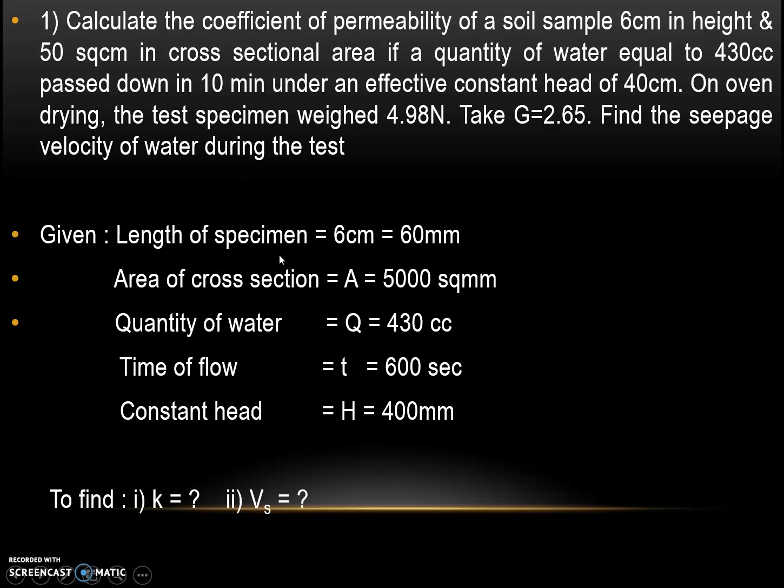Given data are length of specimen equal to 6 cm. In mm it will be 60. Area of cross section A equal to 5000 square mm, quantity of water Q is equal to 430 cc, and time of flow T is equal to 600 second. Constant head H is equal to 400 mm. With these values, we need to find out what is K and what is Vs.